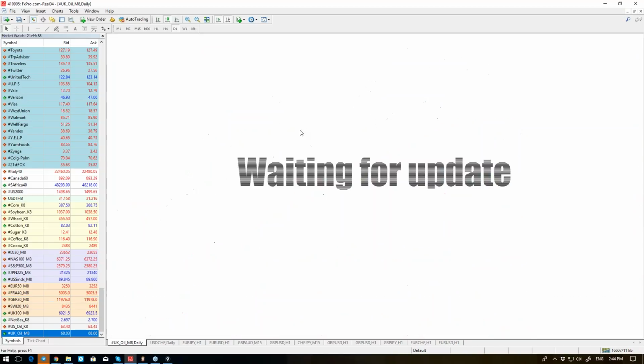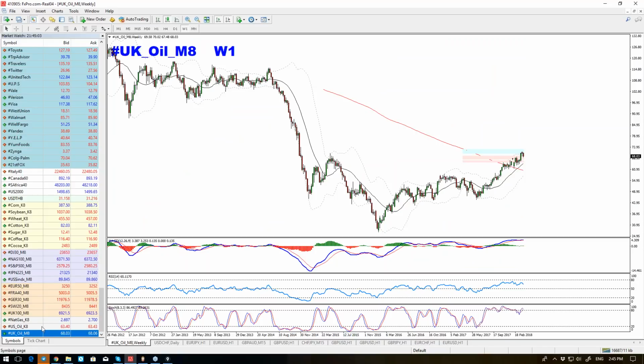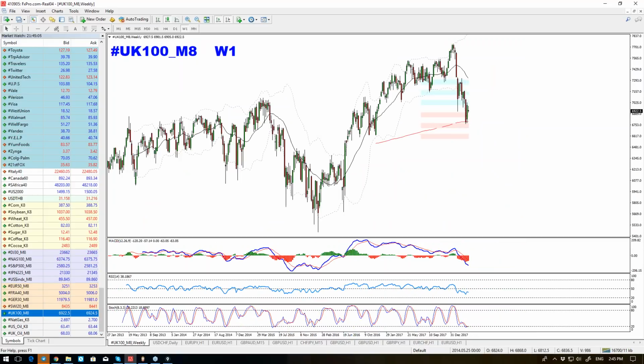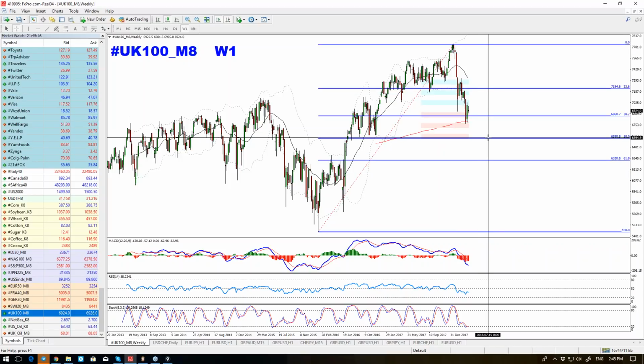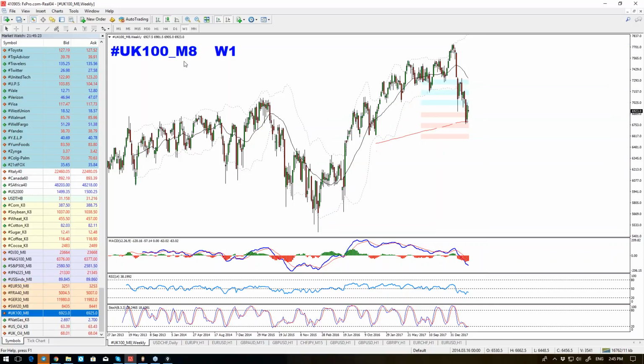Same with UK. Sorry, that's the oil, Brent. Here we go. The UK. According to the weekly, 50% of this cycle is right here. Okay, so that's approximately 300 plus points to go.